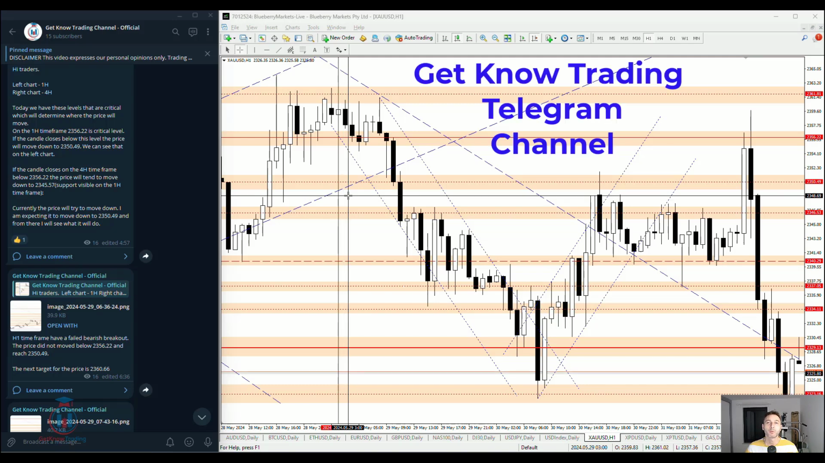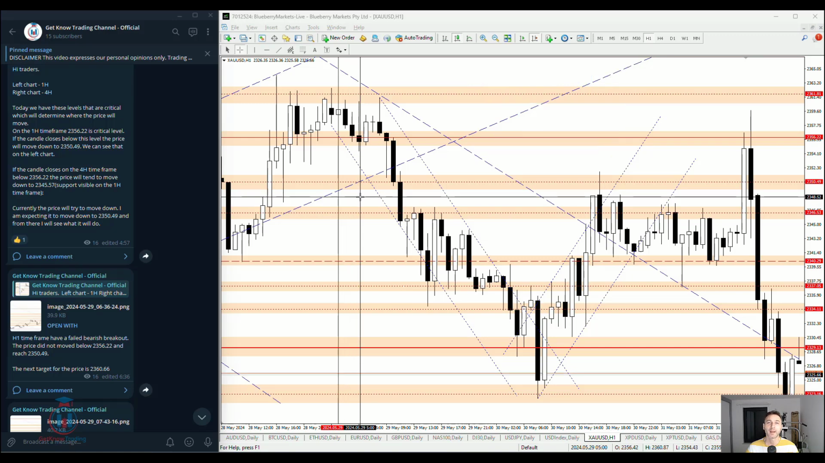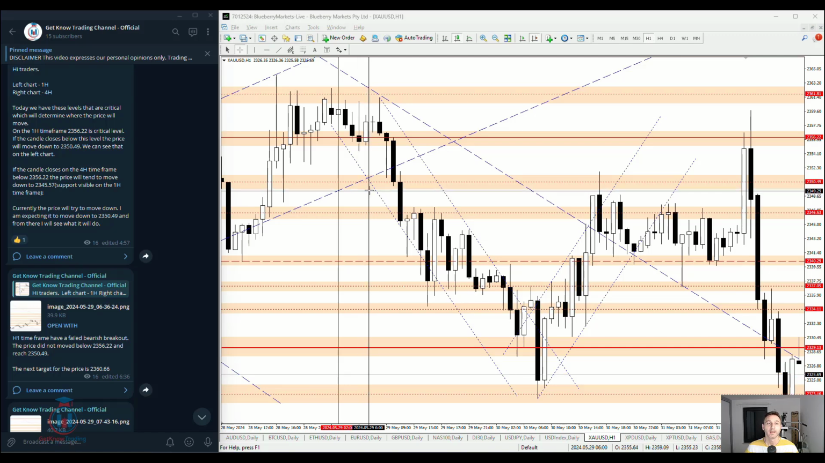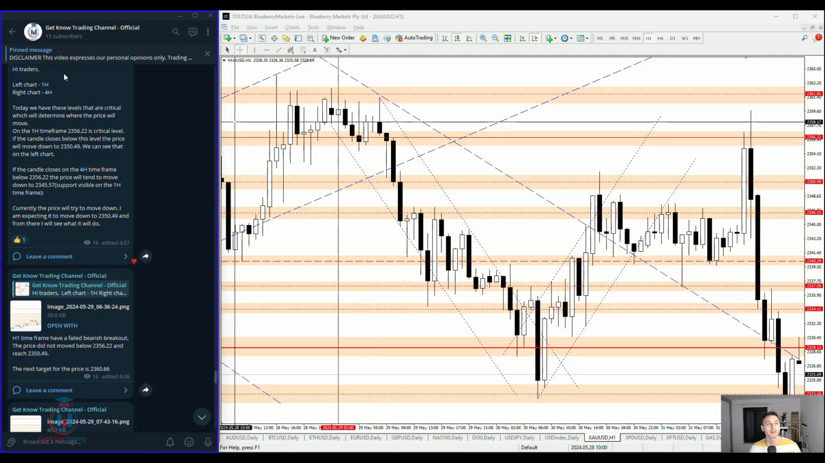In this video I would like to show you what kind of details inside the Telegram group you can expect if you join with the other traders. On the left side you can see currently the channel or the Telegram where I share the details with the chart and the comments, and also the possibility when the breakout happens and what is the target.